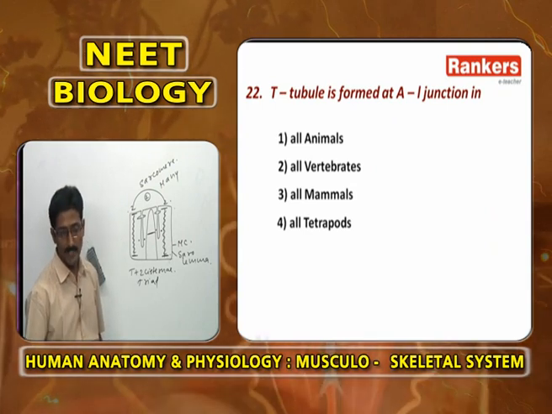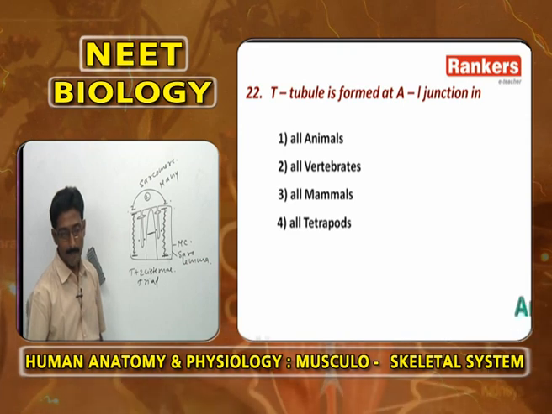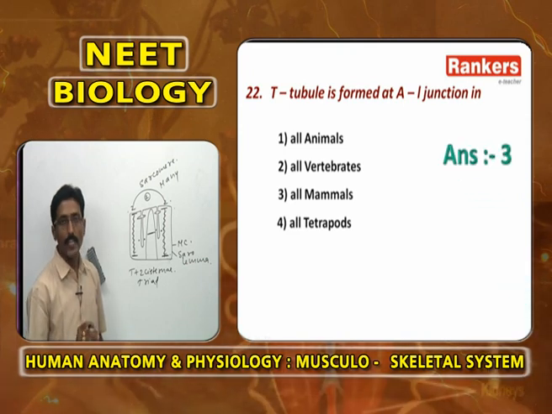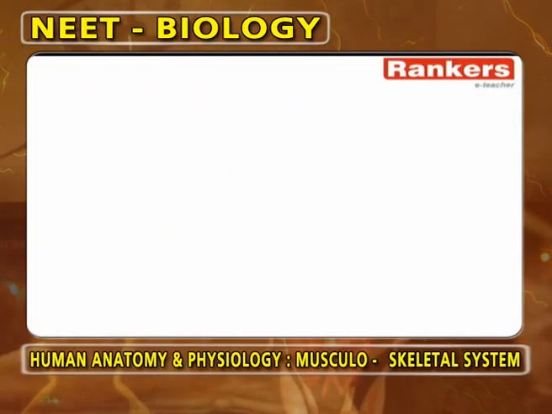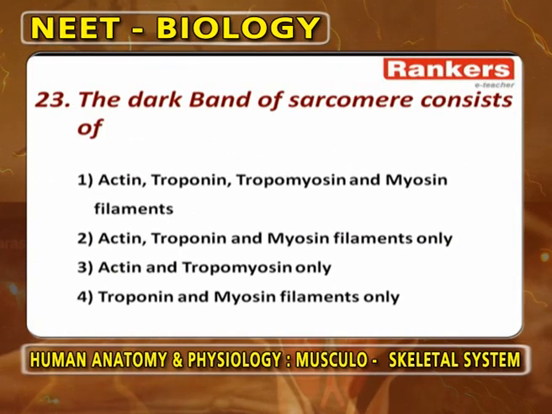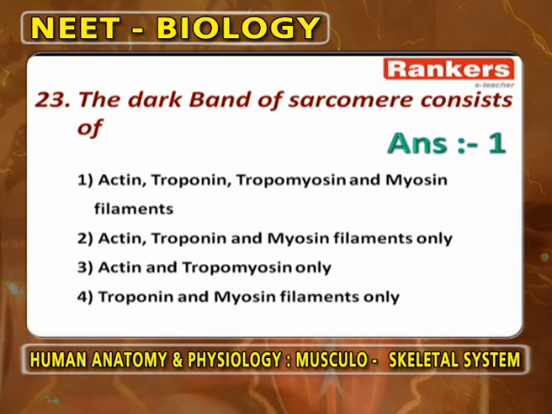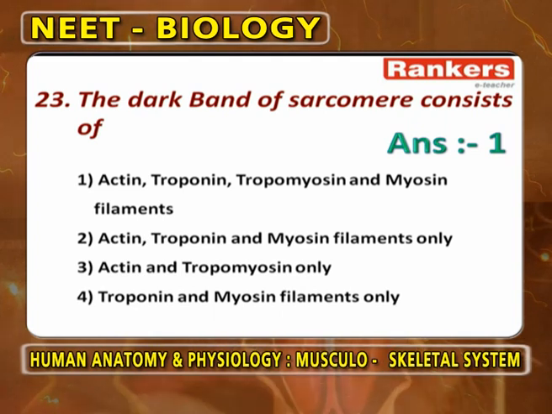Now the answer is, now the next question. The dark band of sarcomere consists of. Generally the students are going to make a mistake. In the sarcomere, the dark band.